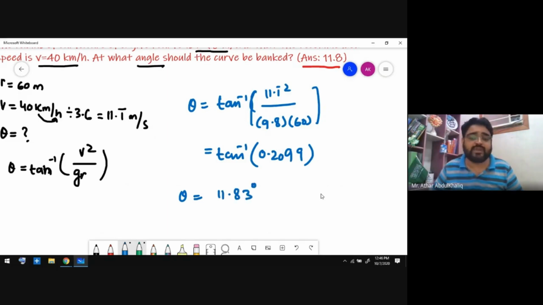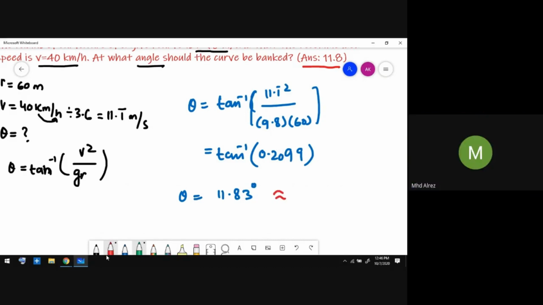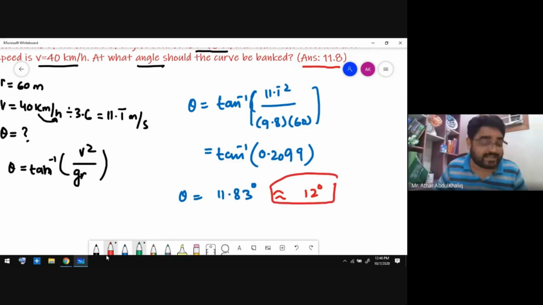But now, if you make it in two significant figures, how much will you write? 12. It will be 12 because 83 is more than 50.